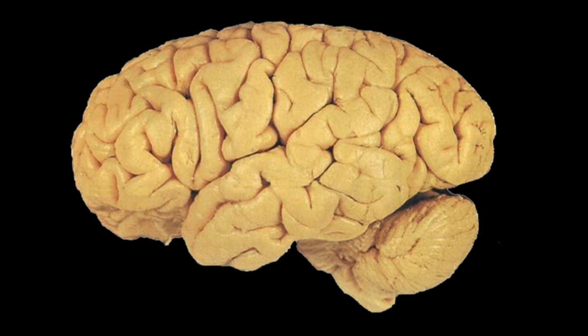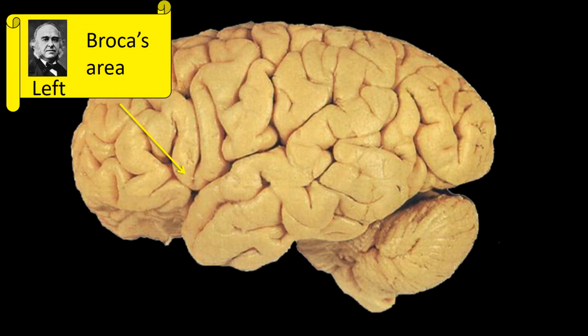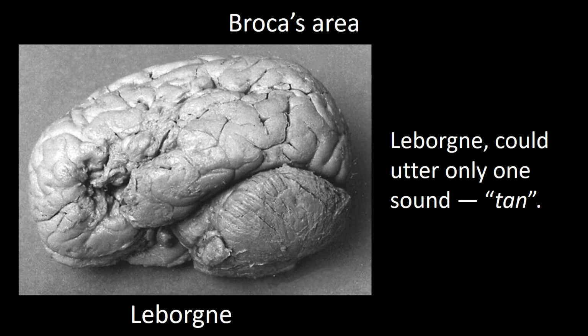This is a lateral view of the brain. The area indicated is the area of Broca. This is the brain of one of Broca's patients. He used this patient to describe what was later called Broca's aphasia. The only sound this patient could make was "tan," so he used to be called Tan.